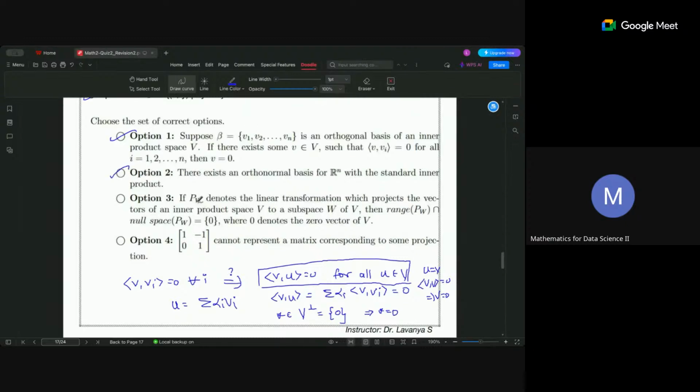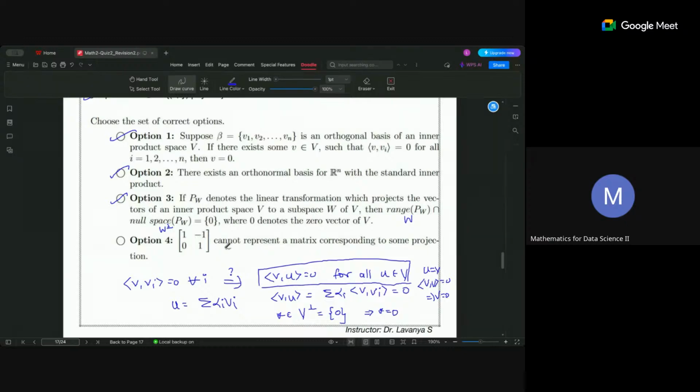So if P_W is a linear transformation which projects the vectors of an inner product space to a subspace W, range of P intersection null space of P is 0. What is range of P? W. What is null space of P? W perp. So what is the intersection of these two? What is there in W as well as W perp? 0 vector. So obviously this is correct, right? Ma'am, didn't get the statement itself. Yeah, that is the statement only.